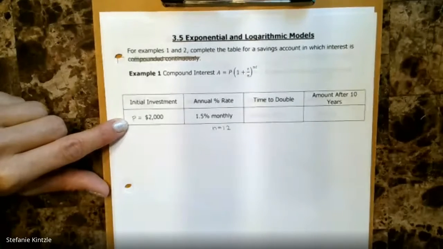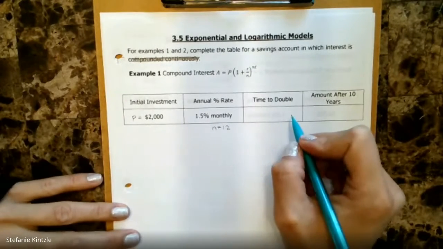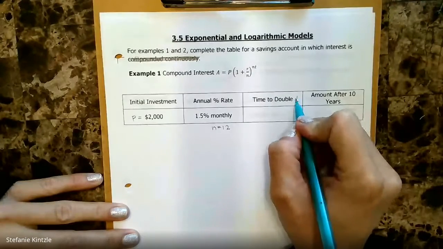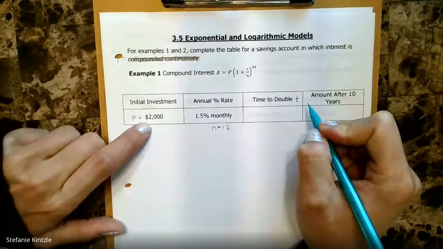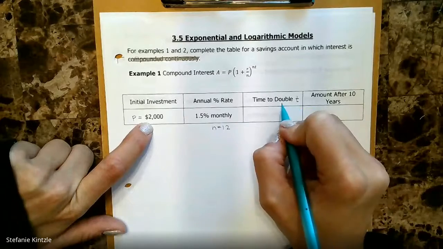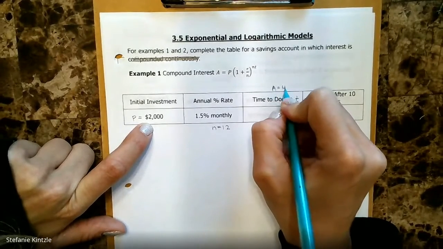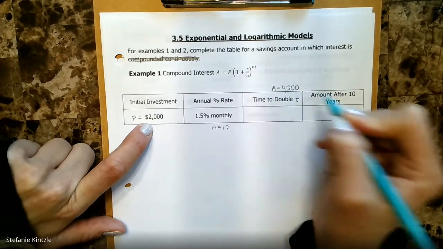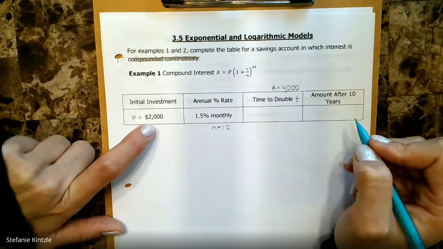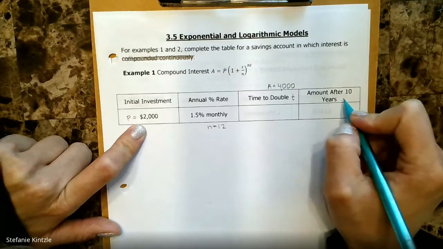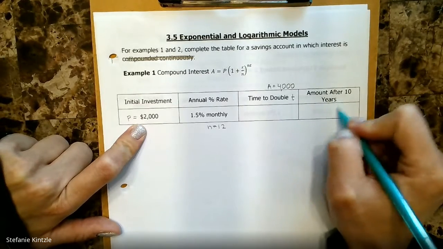Value. And then time to double. This is we're trying to find t. We'll double if our initial investment is 2,000, then that means that our A value is 4,000, right? We want to know when the final amount is 4,000. So that's what it means to double. And then amount after 10 years, we'll do that second.